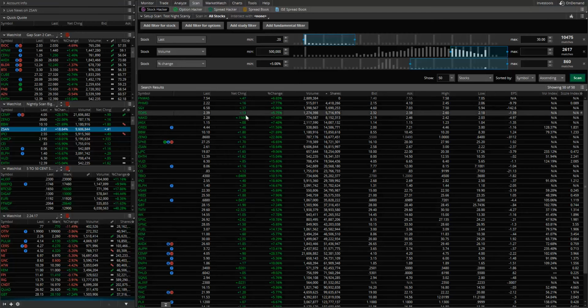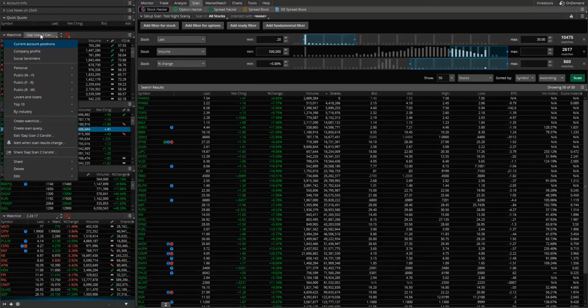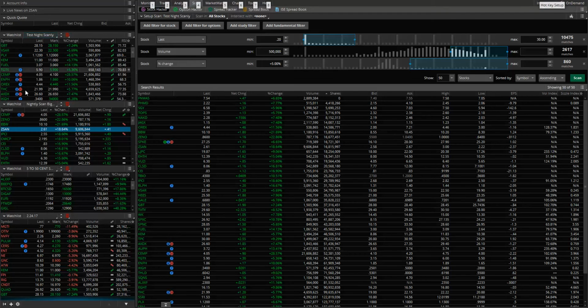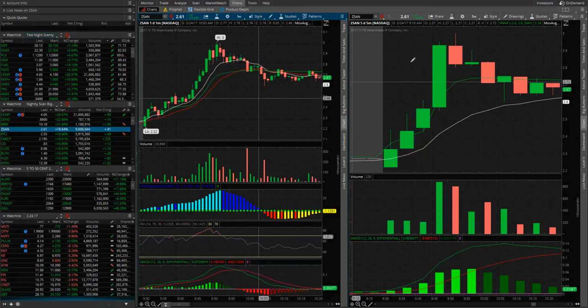Now, if I want to have this scan appear over here on this side, all I need to do is click on this drop down here. I go to personal and I look for my scan. So it's right here, test nightly scan. So now it's there, okay? And then when I go to charts, this is where I would find my charts.